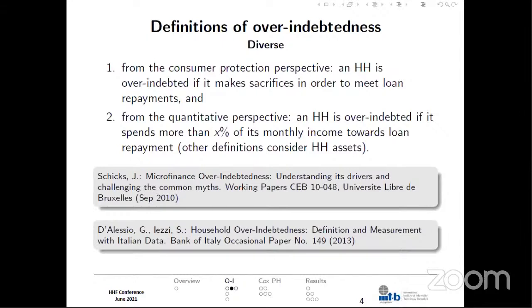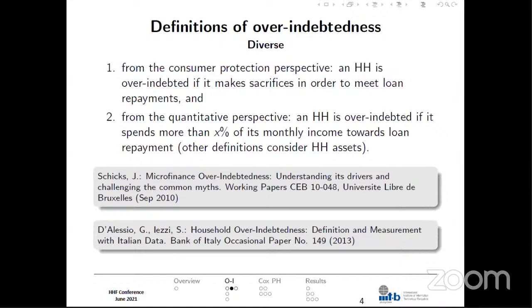Then, of course, we have the conventional definitions from a more quantitative perspective with respect to the debt to income ratio. So, how much does a household spend in repaying the loan in contrast to its monthly income? Again, monthly income here does not include the income from the loan that it has taken, but it could be from various sources.